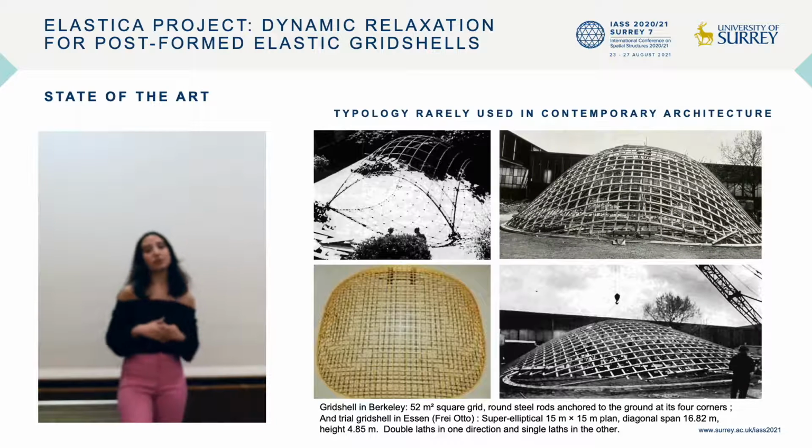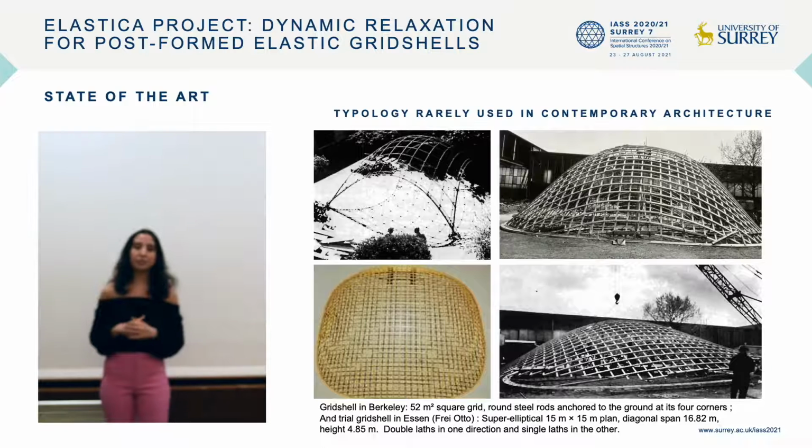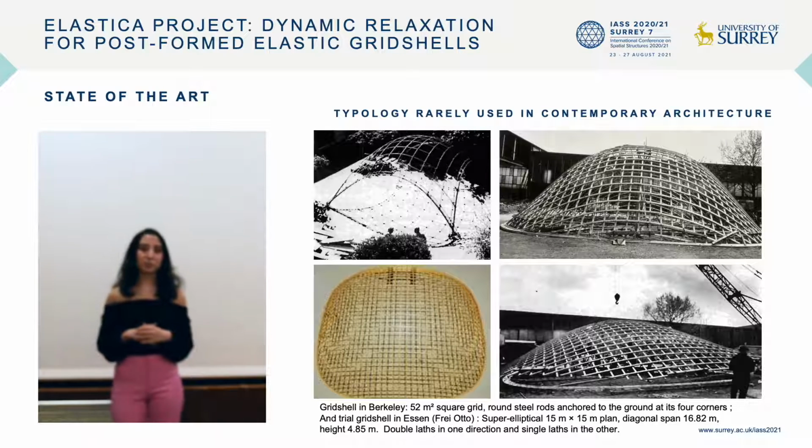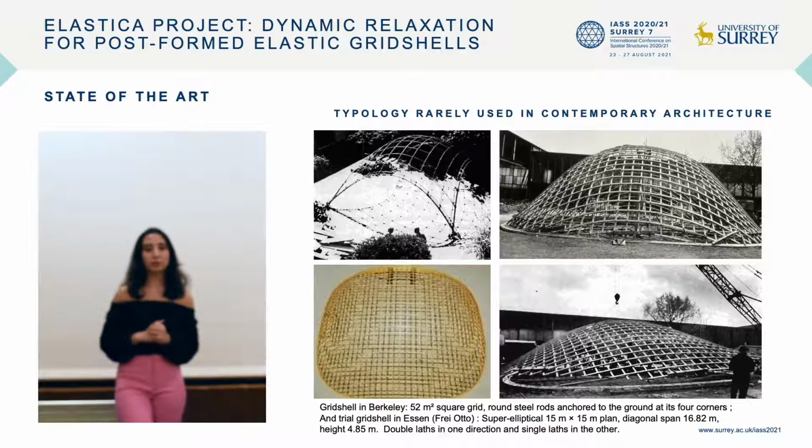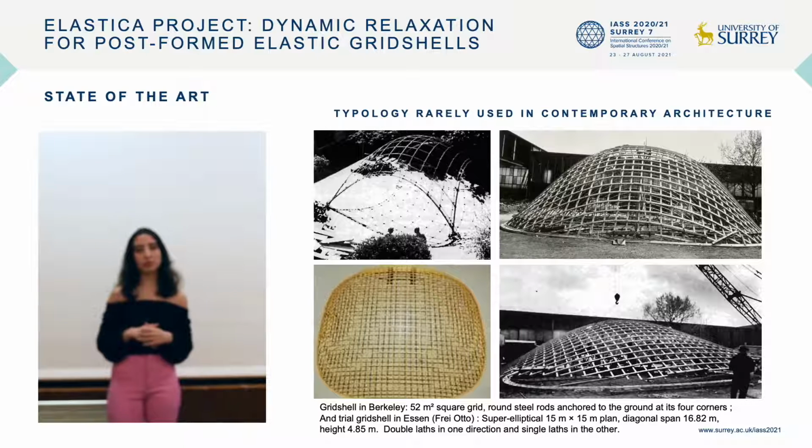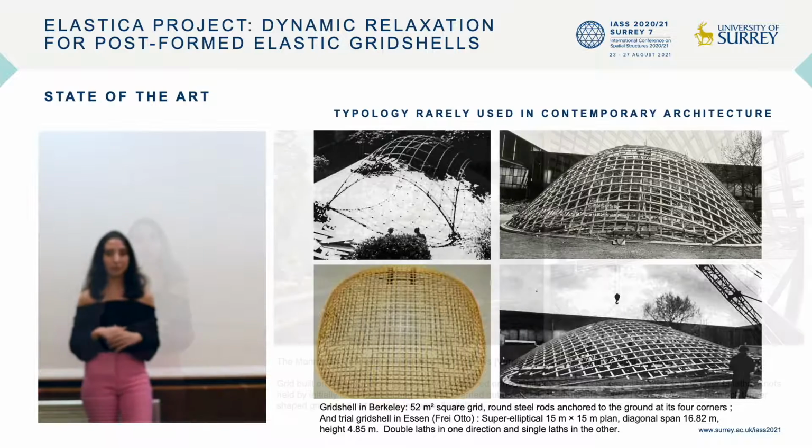It was not until 1962 that this typology was highlighted by the work of Frei Otto. He had been carrying out studies in the late 1950s on the lightweight shells from suspended net models, and built a first trial model of an elastic grid shell during a visit to the University of Berkeley.